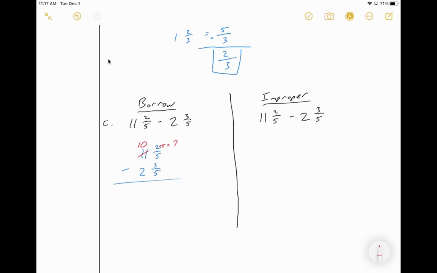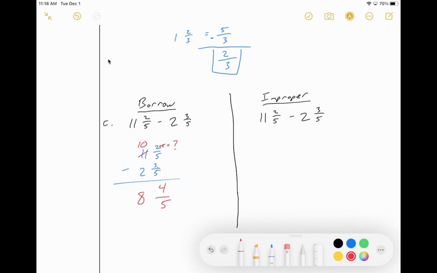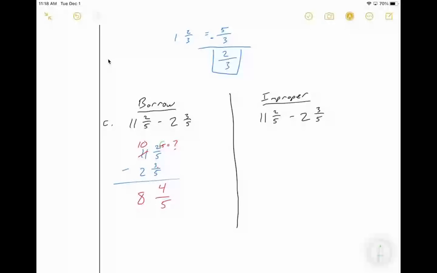And now you just subtract. 7 minus 3 is 4. 10 minus 2 is 8. All right. So again, the hardest part is remembering this part here, that you're going to add 5. You're going to add the denominator.